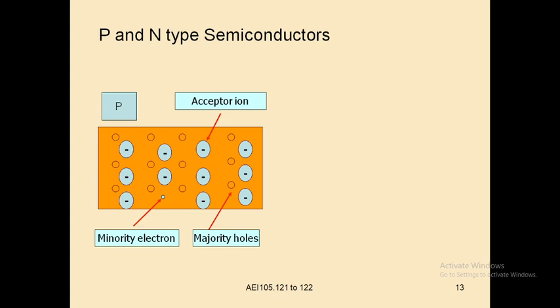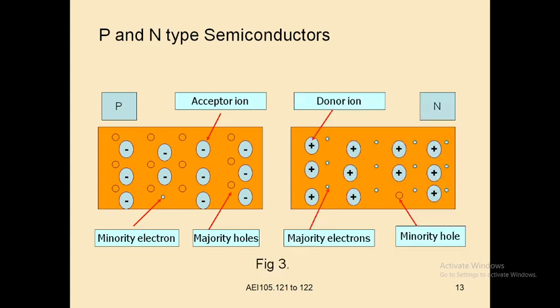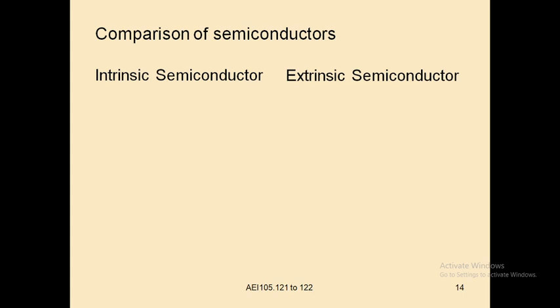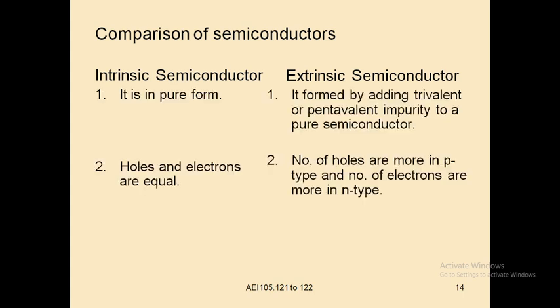Now, these are the P and N-type semiconductors, and here the acceptor ions are in P-type, and the minority carriers are electrons and the majority carriers are holes. These figures show P and N-type semiconductors with majority and minority charge carriers and acceptor and donor ions. And we have already gone through these differences previously.